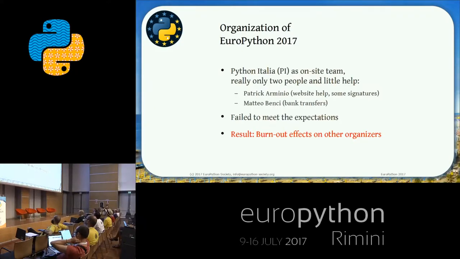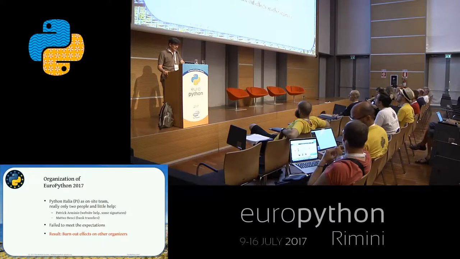And so essentially, the only help that we got was Patrick, who worked a lot on the website, and because he's now the chair of Python Italia, he was also very responsive in signing the contracts, of course. And we had Matteo help with the bank transfers and the finances. So basically, Matteo was our interface to the financial side of things. But essentially, that was about it for the help from Python Italia.